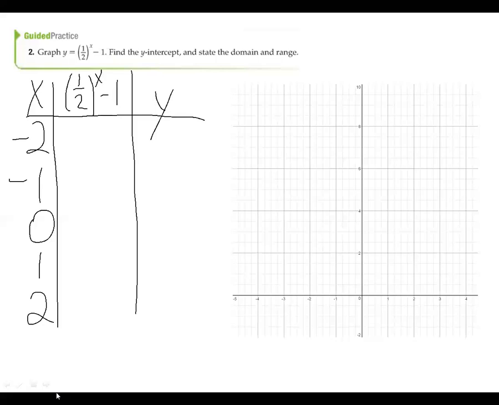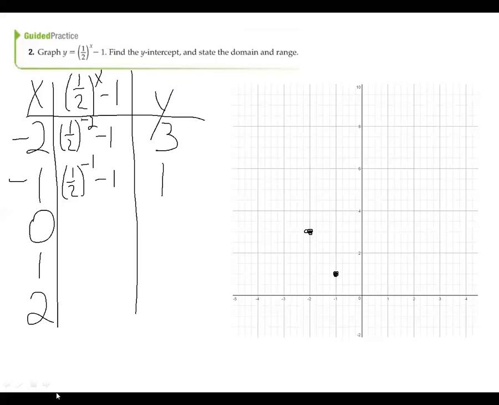So if I put in -2, you get (1/2)^-2 minus 1. Be careful how you put that in, and that will give you 3. So -2 is up here at 3. If I put in -1, you have (1/2)^-1 minus 1, which would give you 1. So negative 1 is at 1.